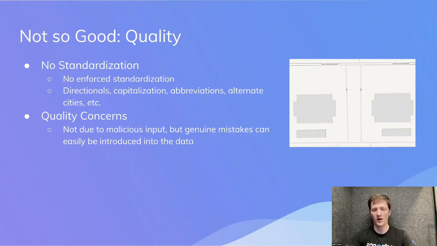And speaking of quality, again, we talked about vandalism. I don't believe vandalism is a huge concern in these types of data sets. And so not due to malicious input, but just simply genuine mistakes can really reduce the quality of an overall system. I pulled up a map from OpenStreetMaps here.